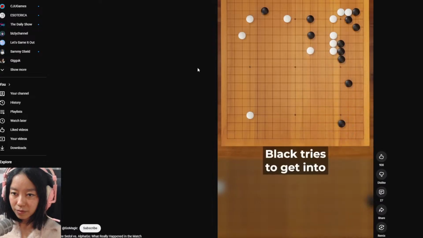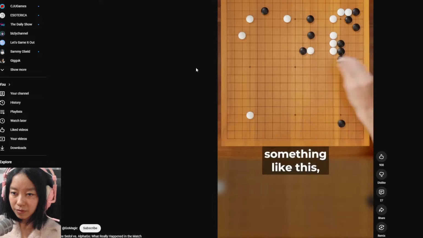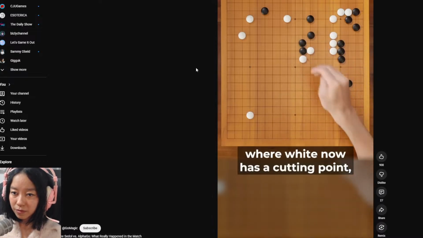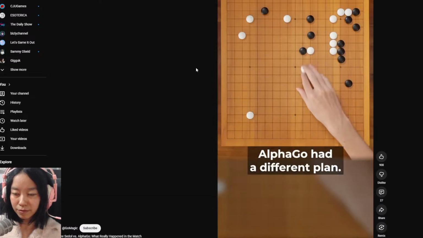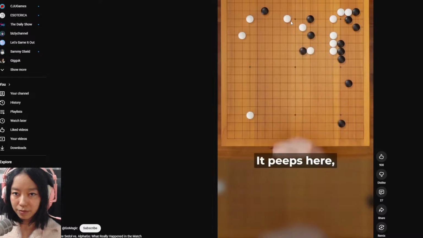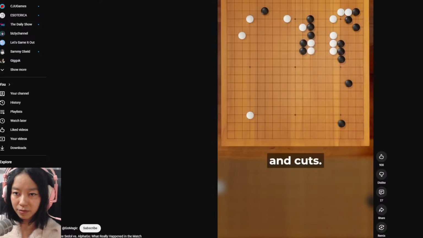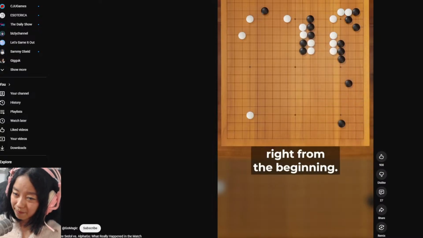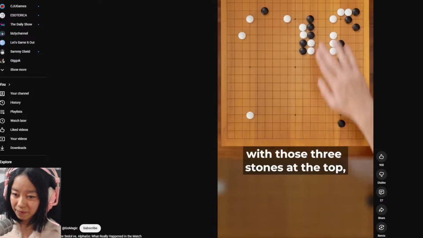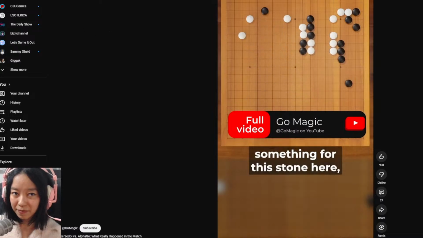White caps. Black tries to get into the center by attaching, fully expecting something like this, where white now has a cutting point and the black stones escape into the center. But AlphaGo had a different plan. It peeps here. White has to connect. Next, white pushes and cuts. AlphaGo turns this game into a disconnected running fight right from the beginning. Now Lisa Dol needs to live with those three stones at the top, manage these two stones in the center, and also think of something for this stone here in the upper left.